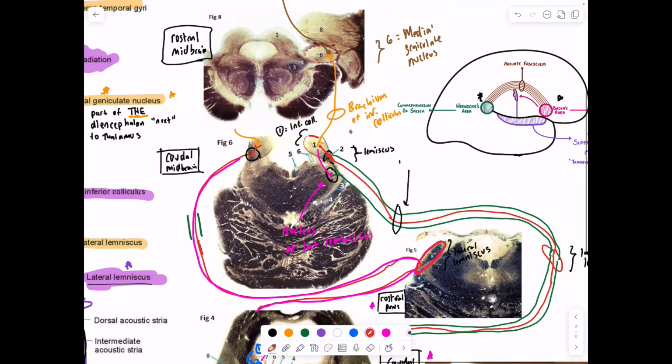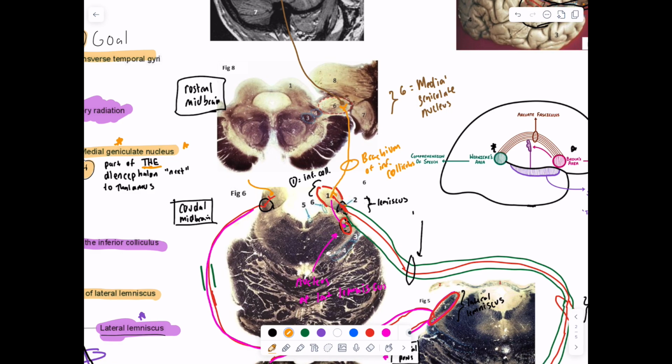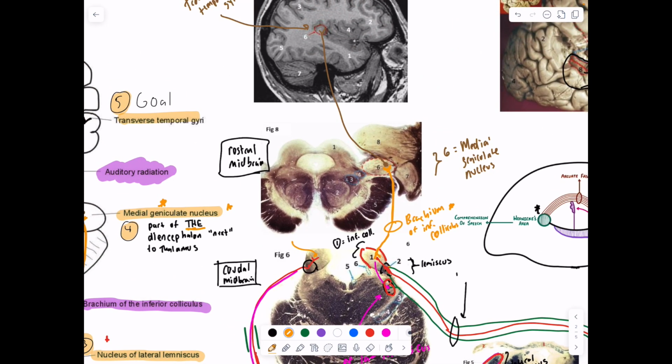And so this is the inferior colliculus, the eyeball of our frog shape, and then here is the nucleus of the lateral lemniscus. Once we've synapsed here in the inferior colliculus, we're going to send off an axon, which we call the brachium of the inferior colliculus. That will get to the rostral midbrain, where we will see our first sign of the thalamus, and adjacent to the thalamus is our medial geniculate nucleus.